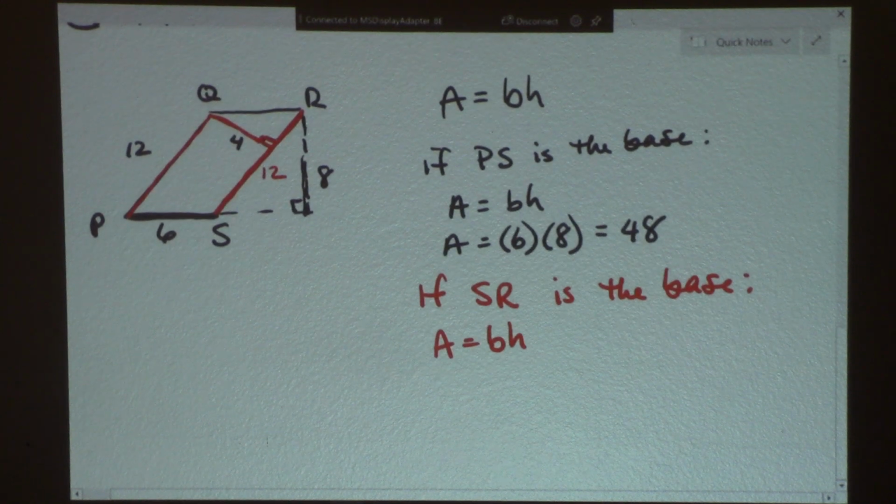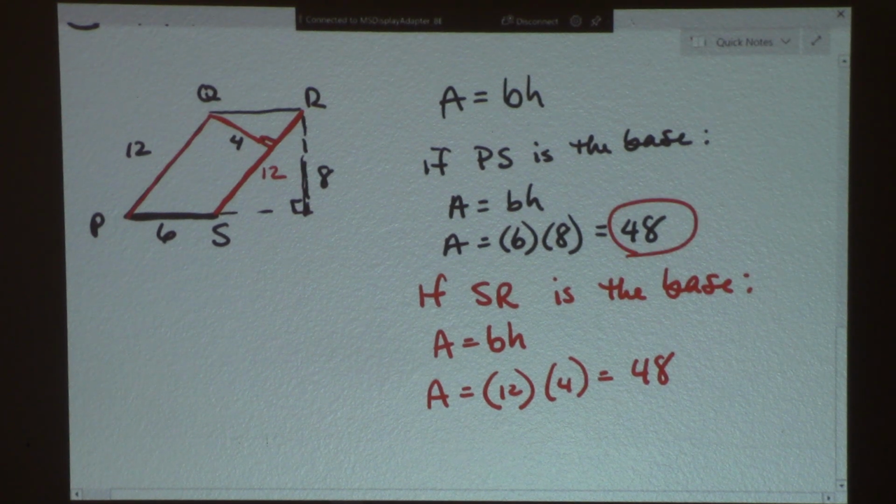Okay, so the area is going to be the base, which is 12. Now the height will be 4. Okay. Now, do you see that my area is the same? It's the same answer as long as I use my base and height correctly. And we wanted to do that on purpose.